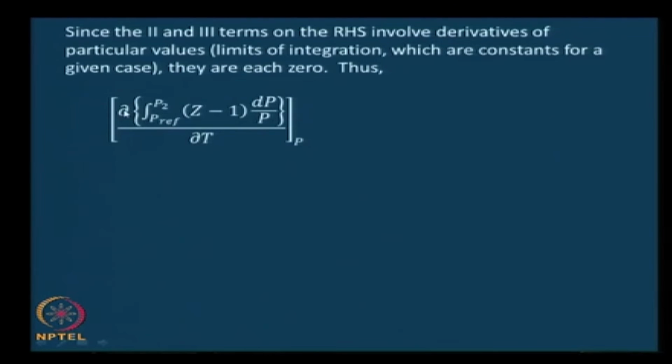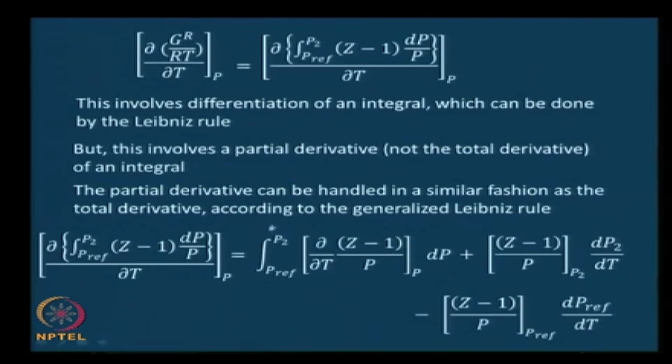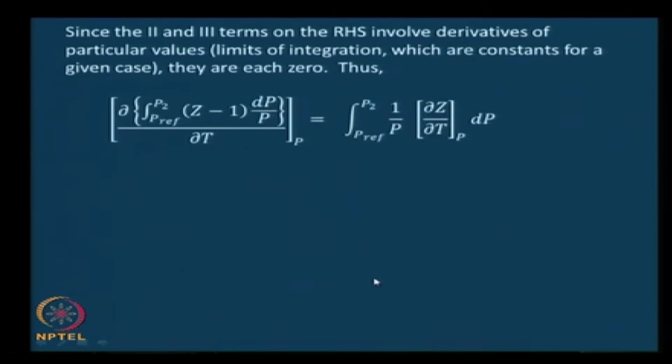Therefore, ∂/∂T of the integral from P reference to P2 of (Z minus 1)/P dP at constant pressure reduces to the integral from P reference to P2 of 1/P ∂Z/∂T at constant P dP, which is what this reduces to. If you take the derivative here at constant P, that reduces to this. Please verify this, I am not going to give you extra time here, but we can go back after the class and verify this.